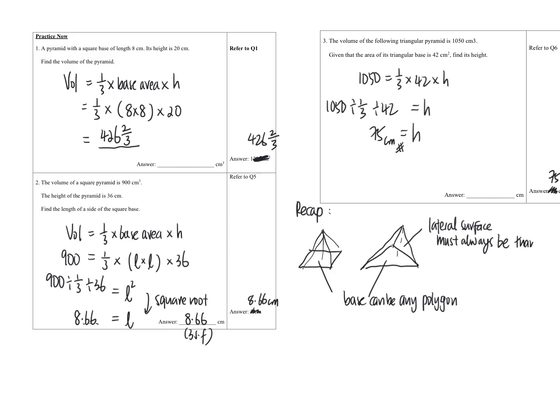So how to find total surface area? You find the net, the area of the net of the shape. Volume is 1/3 base area times height. So 10.1 is all about pyramids: volume, total surface area, and what is a pyramid.